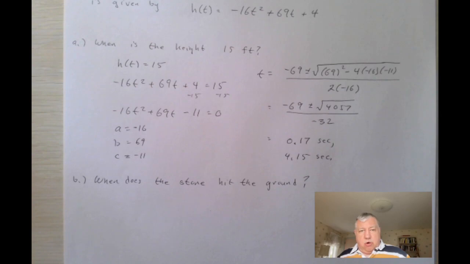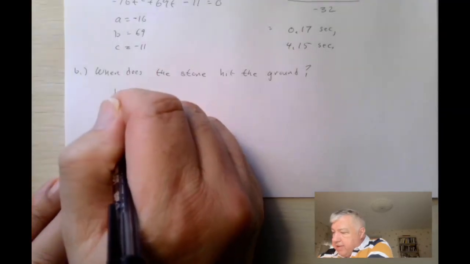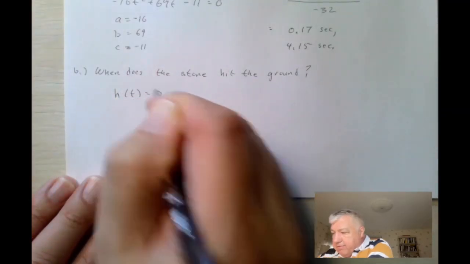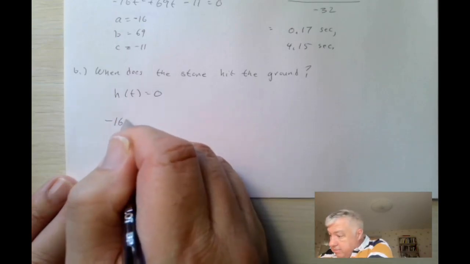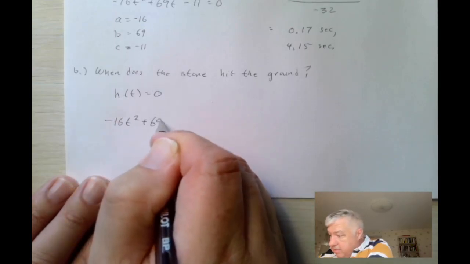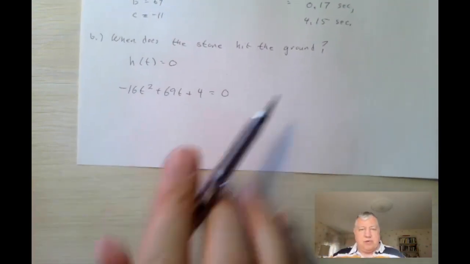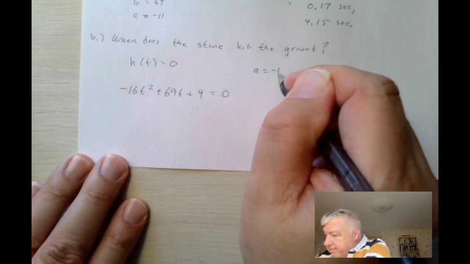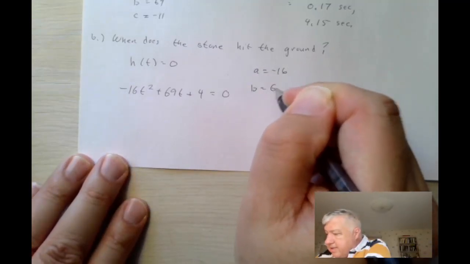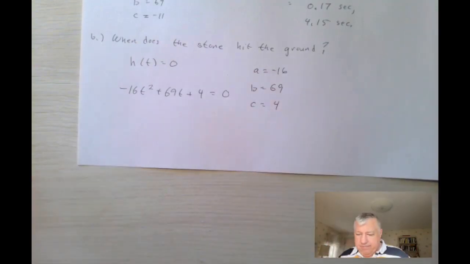So then the second part is, when does the stone hit the ground? Well, in this case, if it hits the ground, the height is 0. So we do this again with 0. Now we just have a 0 on this side, so we can see that A is negative 16, B is 69, and C is 4 this time.